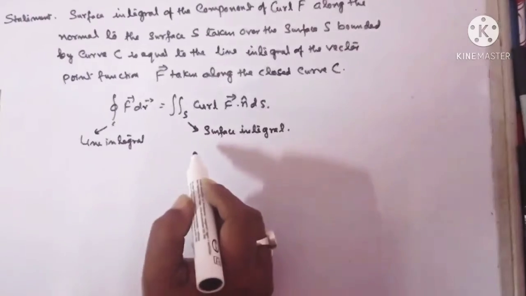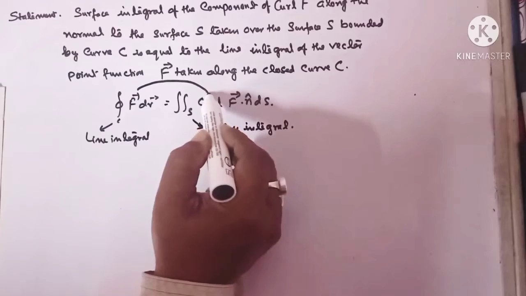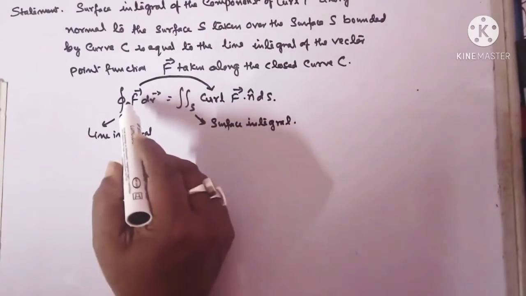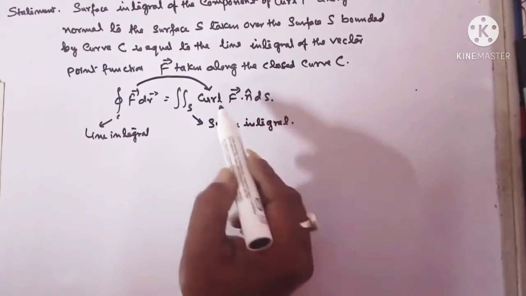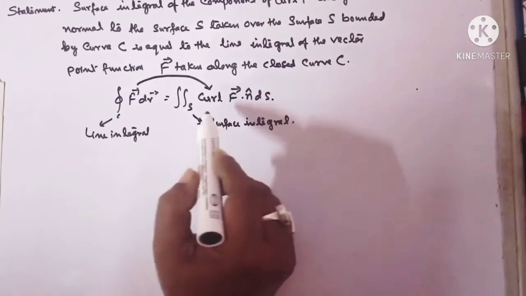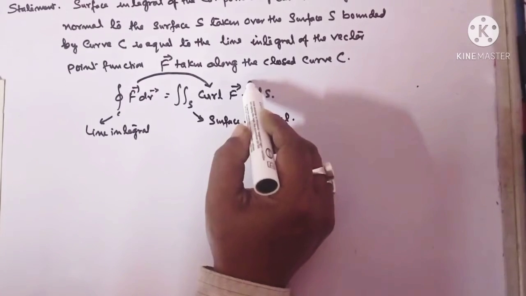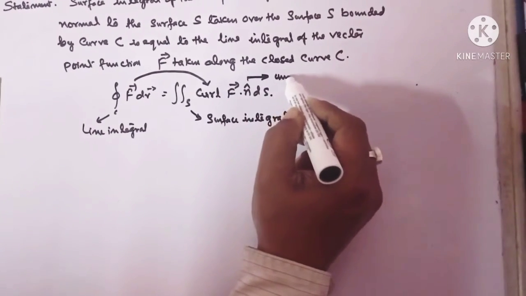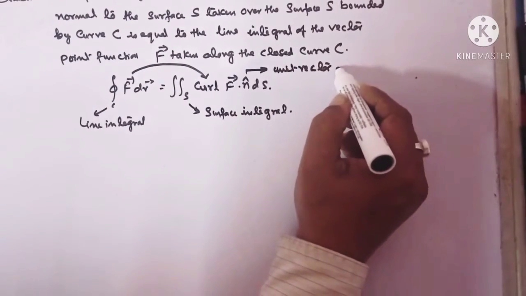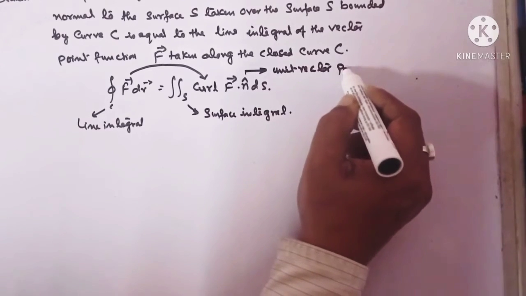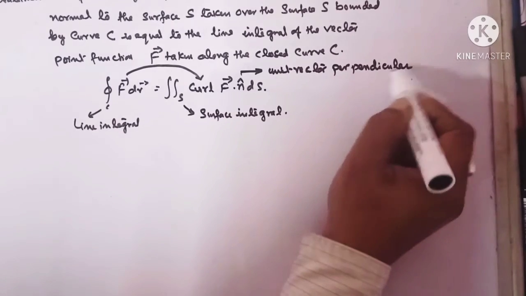What is the important point here? Here the vector f gets converted into curl f. That means the vector spins, makes a rotation, makes a curl. And n cap is the unit vector perpendicular to the surface.